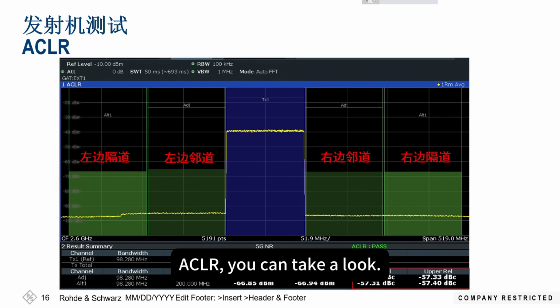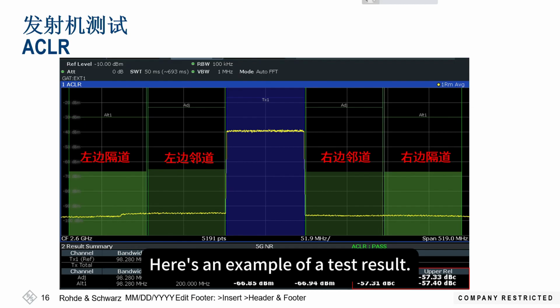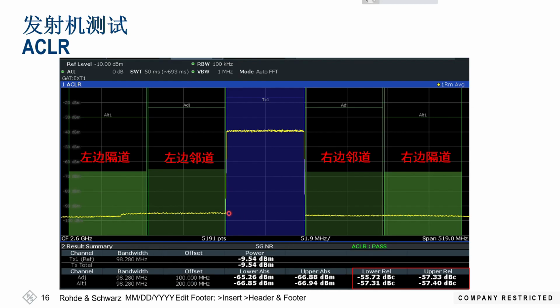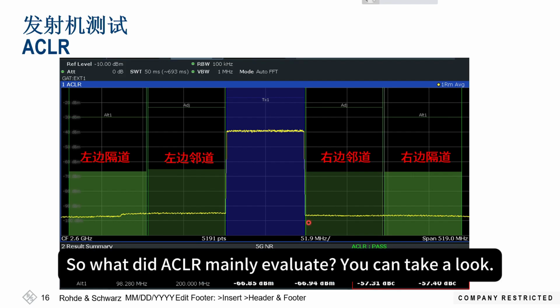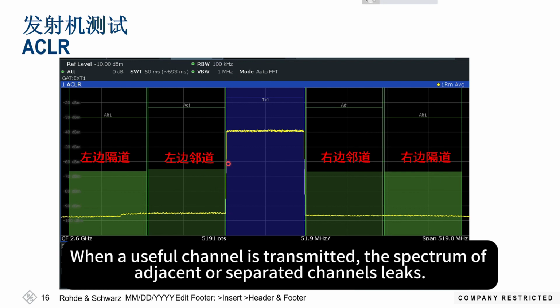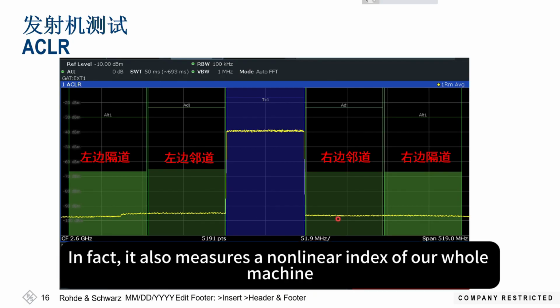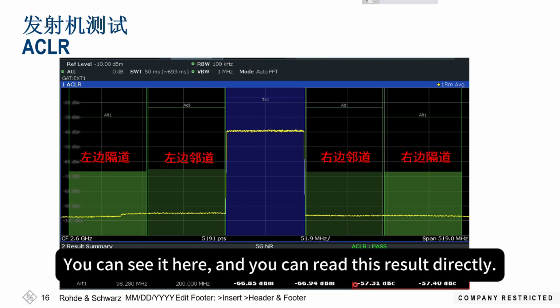ACLR, you can take a look. Here's an example of a test result. What we are sending now is a 100 MHz 5G NR signal. So what does ACLR mainly evaluate? You can take a look. When a useful channel is transmitted, the spectrum of adjacent or separated channels leaks. In fact, it also measures a nonlinear index of our whole machine. You can see it here, and you can read this result directly.